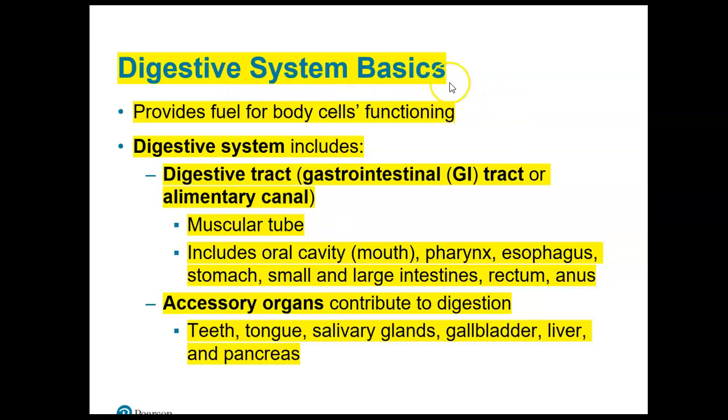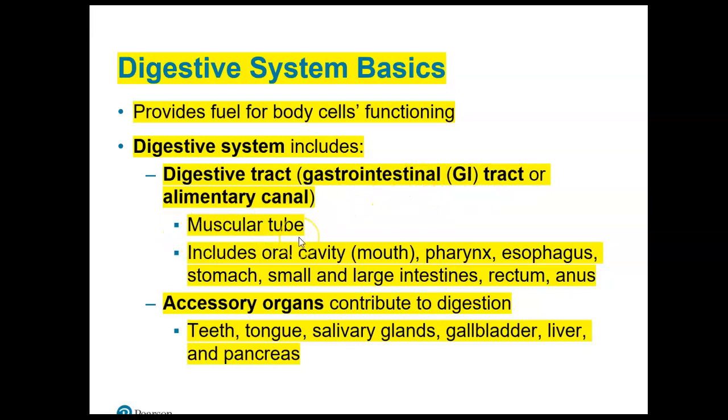So the basics of the digestive system is that it provides fuel for the body cells functioning. The digestive system includes the digestive tract, or I will probably refer to it as the GI tract or gastrointestinal tract. And you can call it the alimentary canal, but that's a term that generally you use when you're referring to really any mammals, or any vertebrates. So we're just going to call it the GI tract, just to keep it simple.